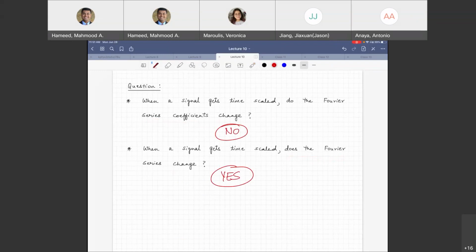The Fourier series itself has changed. The set of orthogonal functions is no longer e to the j k omega naught t, plus or minus. It is now e to the plus or minus j k alpha omega naught t. The orthogonal set is different, but the coefficients that are associated with that for each k are the same. So the Fourier series coefficients don't change. The Fourier series changes.